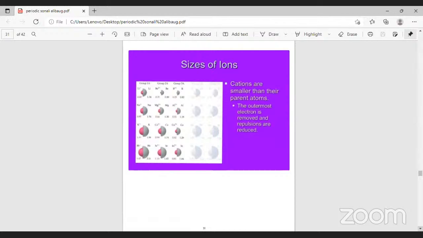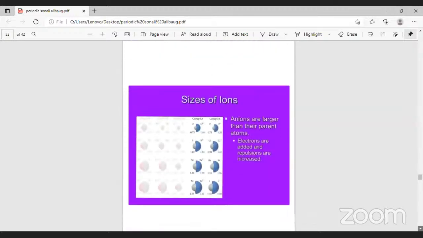Cations are smaller than their parent atoms. Why are cations smaller than their parent atoms? The outermost electron is removed and repulsions are reduced. When that electron is removed, there is less repulsion. That's why cations are smaller than their parent atoms.